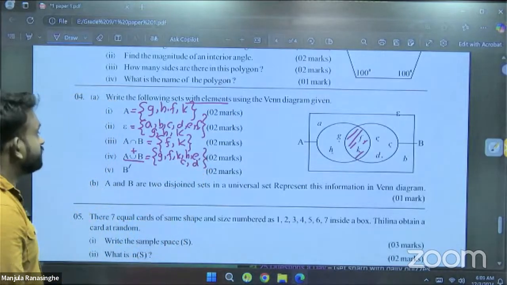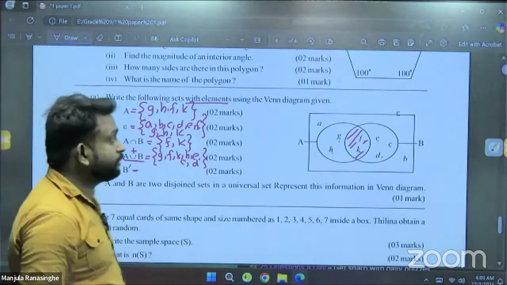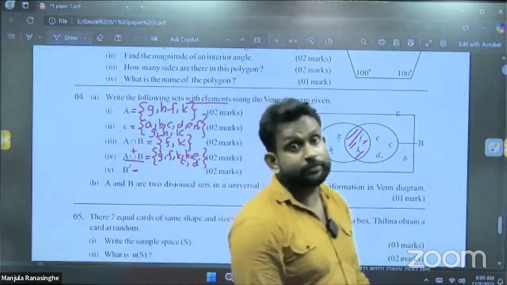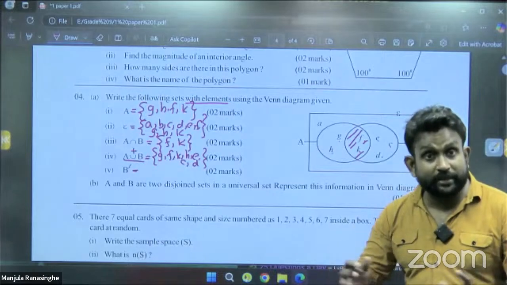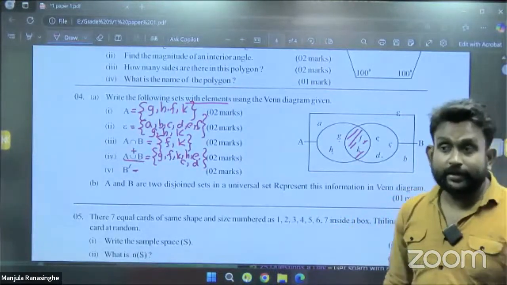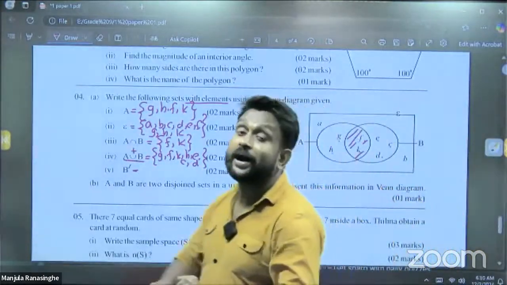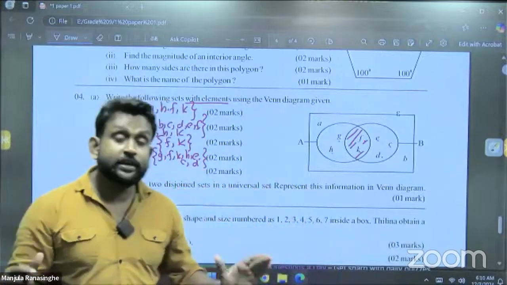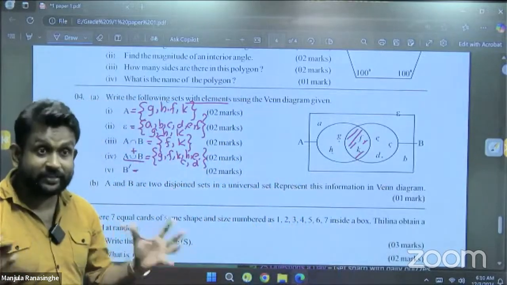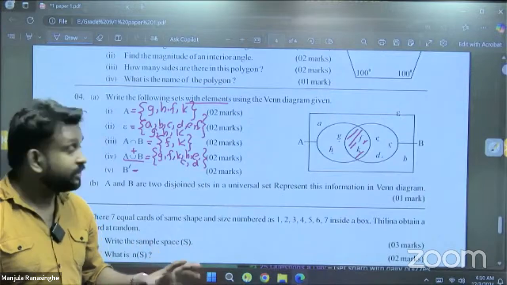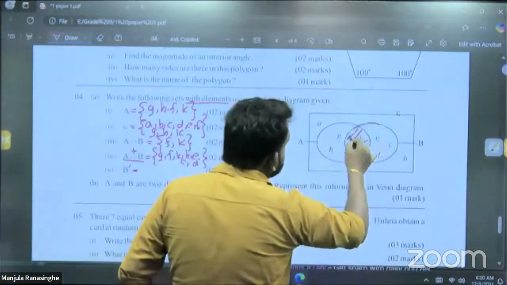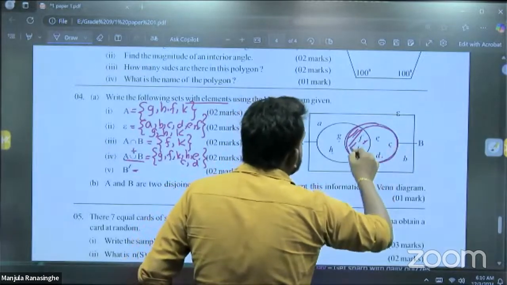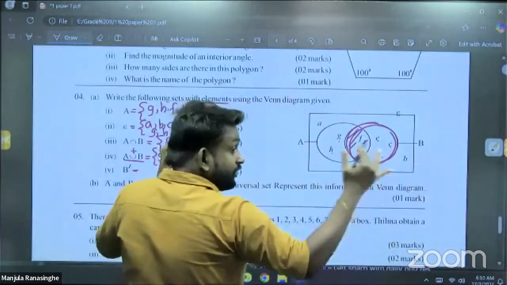Then B dash. B dash means the complement of B. Complement means except B. Dash means except that. B dash means except B, C dash means except C, A dash means except A. So you choose B. B is the set here. Except that, without that, everything.